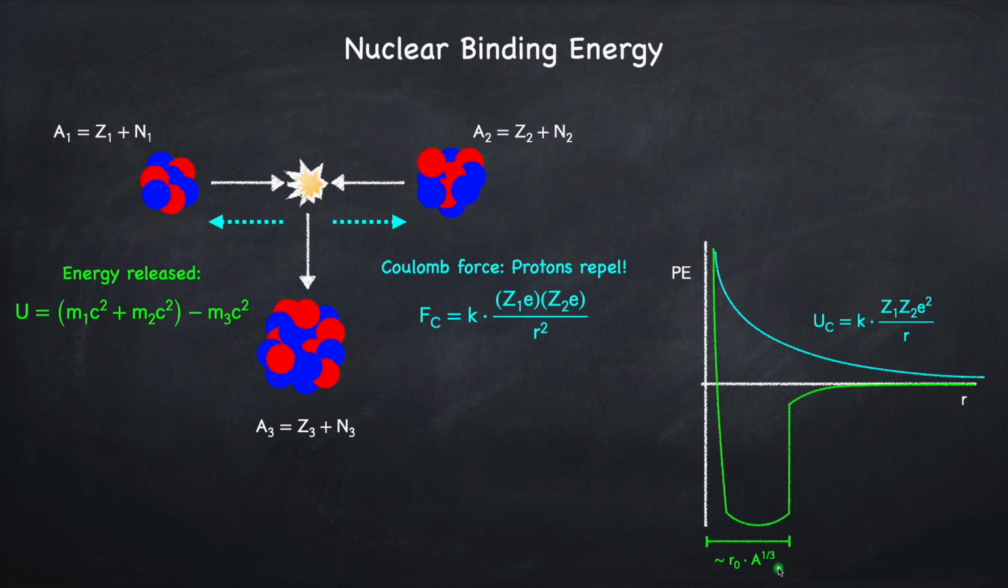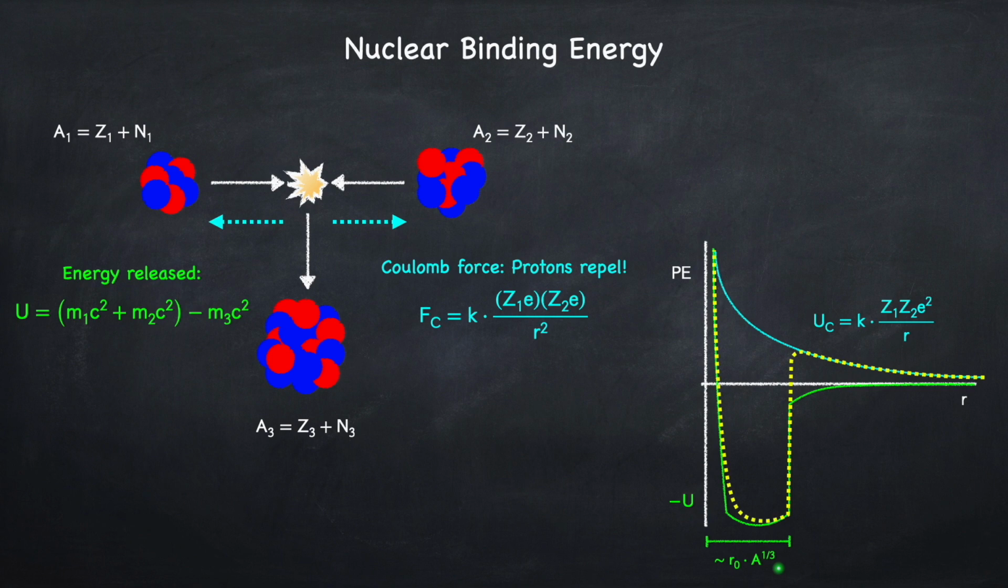So we take the cube root to get the radius, which means we're taking the cube root of A, hence A to the 1/3. The depth of this potential well will be the same as the energy released. To get the total potential energy of these two forces combined, we just add these two curves and get a curve that looks something like this.